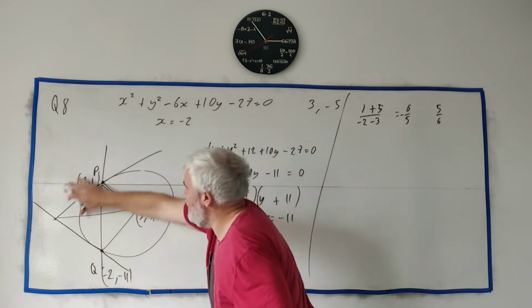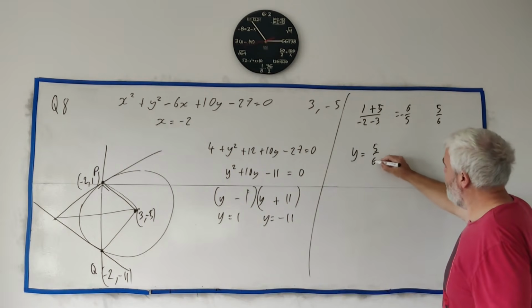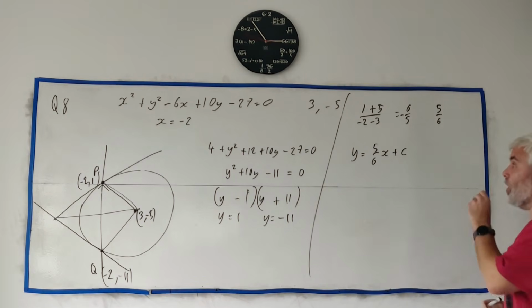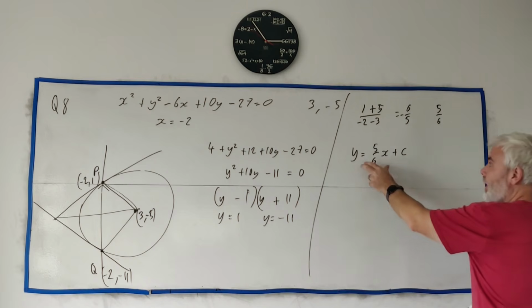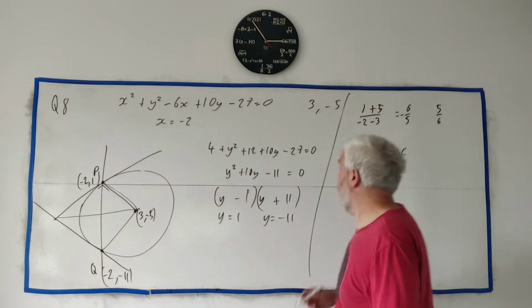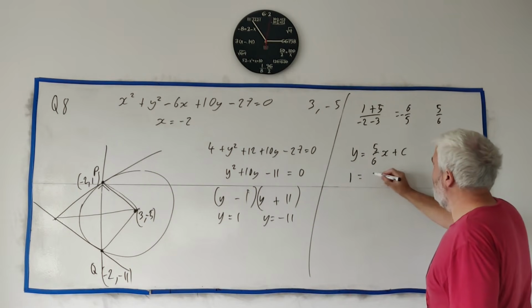The equation of this line here must be y is equal to 5 over 6, that's the slope, times x, plus some constant. To find this constant, we just put in an x and y we know. That's where knowing a point is important. So we put in this point, that's at 1 is the y part.